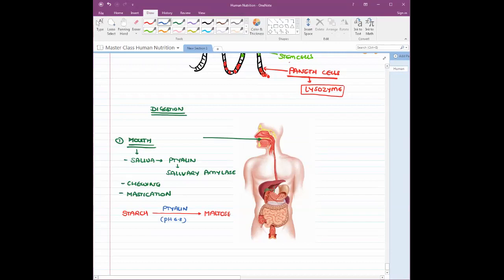But my question to you is, has it ever happened that you have taken just plain rice and chewed it, chewed it, chewed it, and slowly after a little while you start feeling as if it is a little on the sweeter side? Suddenly it starts tasting sweet, right? Now why does this happen?